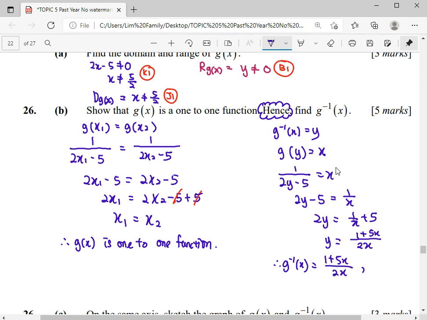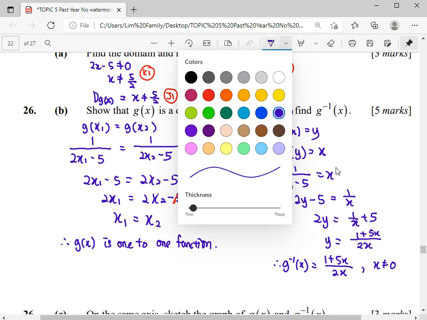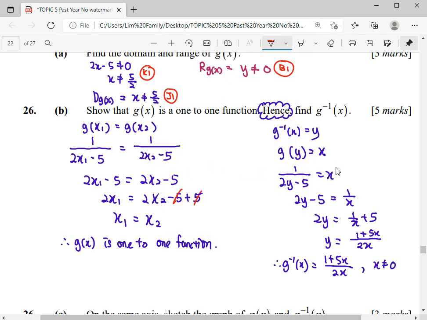Don't forget we have to mention the characteristic of this rational function, where the denominator cannot equal 0. So x cannot equal 0. You see 5 marks here, so please take down your marks here.